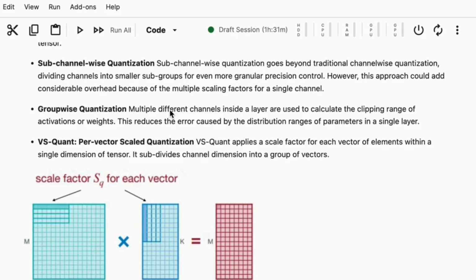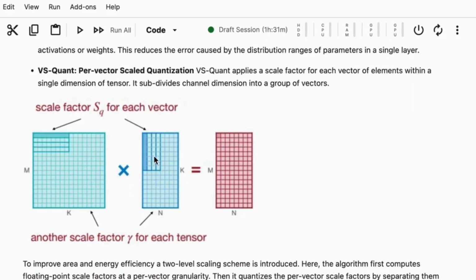And the next technique is called VS quantization. In VS quantization, it applies a scale factor for each vector of elements within a single dimension of the tensor. It subdivides the channel dimension into groups of vectors. If we look at the graph here, it takes one portion from one array and a second portion from the second array, and then multiplies them to build another vector. So in this vector, your whole quantization gets applied.